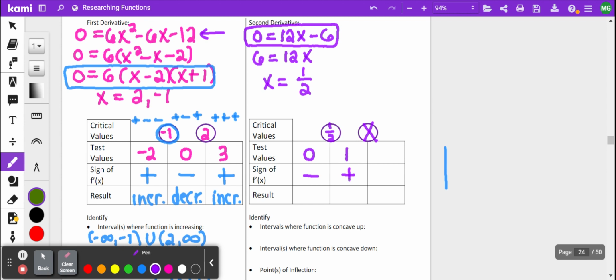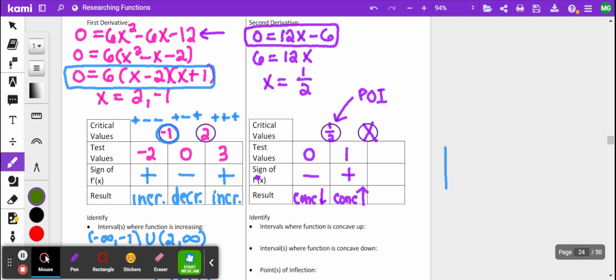Here's what that tells us. When the sign of, this should actually say second derivative, it should be double right there. The sign of the second derivative is negative, our function is concave down. When the sign of our second derivative is positive, our function is concave up, meaning that this point right here is a point of inflection.